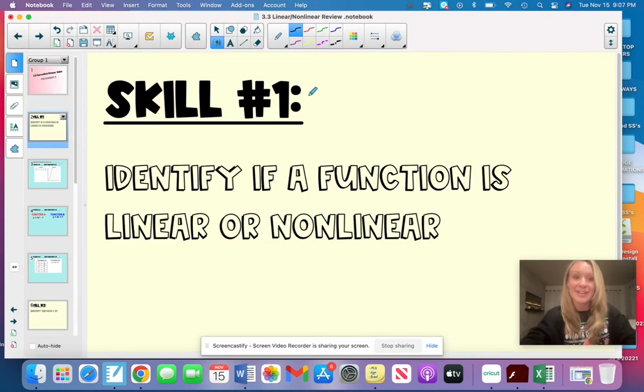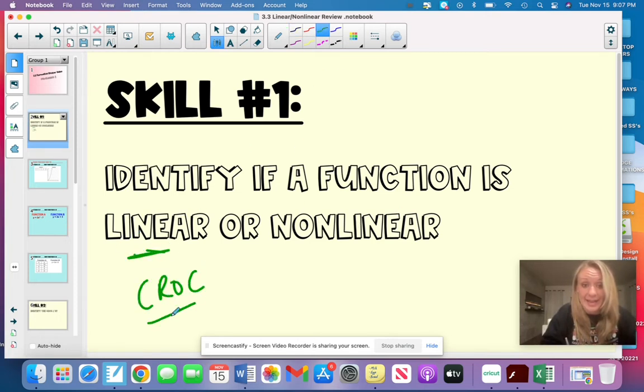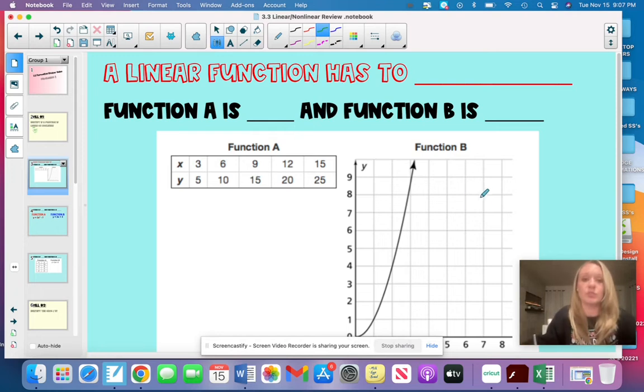All right, so skill number 1 is for you to be able to look at a function and tell me if it's linear or non-linear. So remember, for something to be linear, that means that it has a crack. It has a constant rate of change. If it doesn't, then guess what? It's not linear.